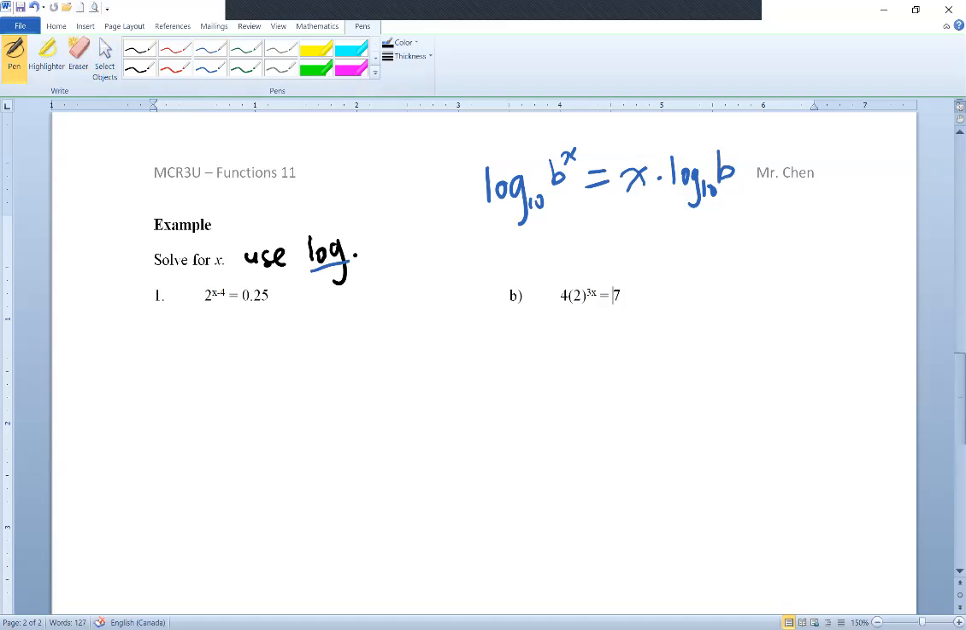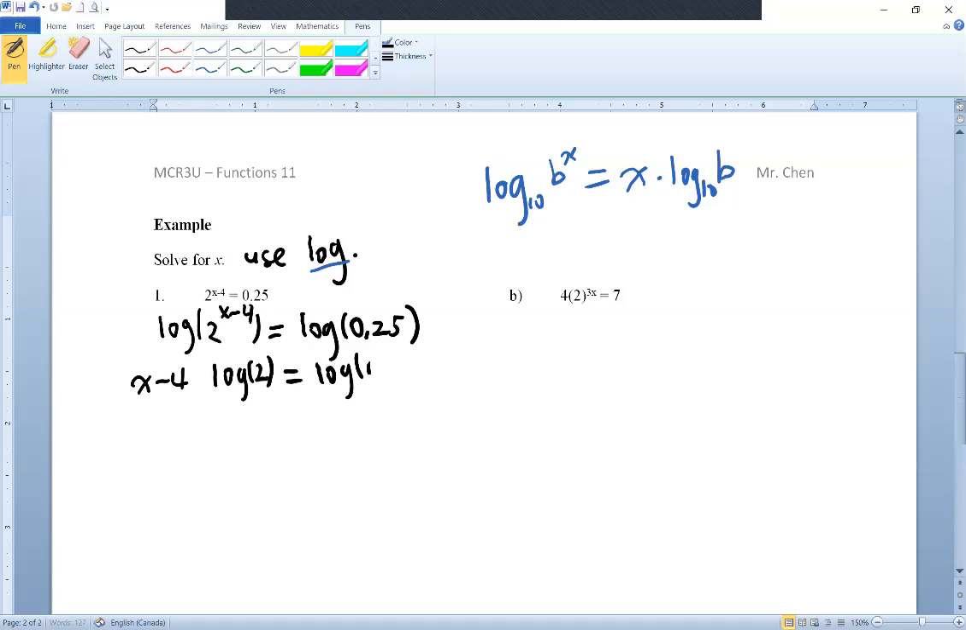So for this question, 2 to the x minus 4 is equal to 0.25. What we're going to do is log both sides. So log of 2 to the x minus 4 is equal to the log of 0.25. Whatever you do to one side, you must do to the other side, left side and right side. So using this blue rule that I have on the screen, the x minus 4 comes out, and what we get is (x minus 4) times the log of 2 is equal to the log of 0.25.